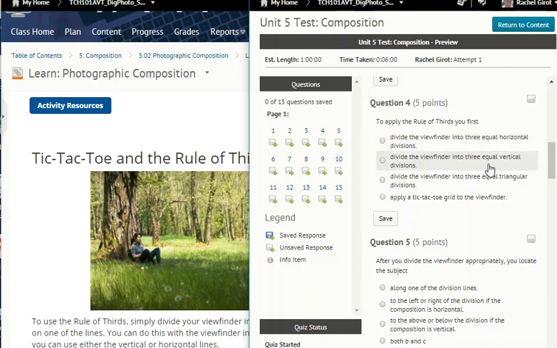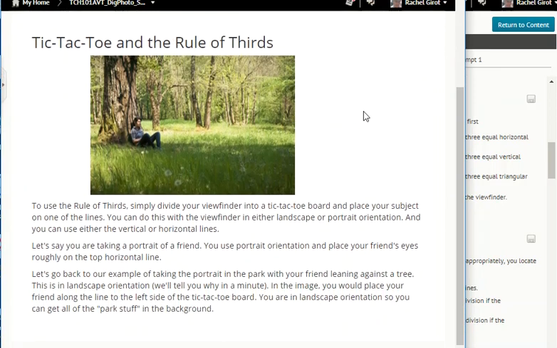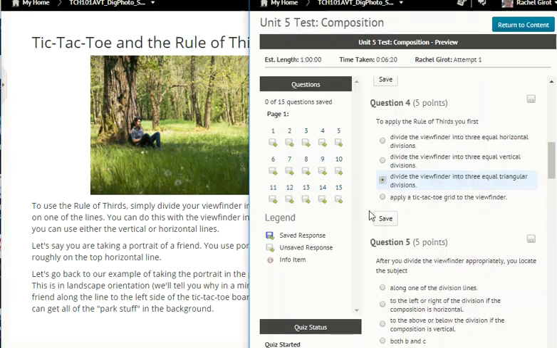Divide the viewfinder into 3 vertical divisions. Divide the viewfinder into 3 equal triangular divisions, or apply a tic-tac-toe grid to the viewfinder. I wonder what it could be. Tic-tac-toe and the rule of thirds. To use the rule of thirds, simply divide your viewfinder into a tic-tac-toe board. Hey, let's just go ahead and answer the question.